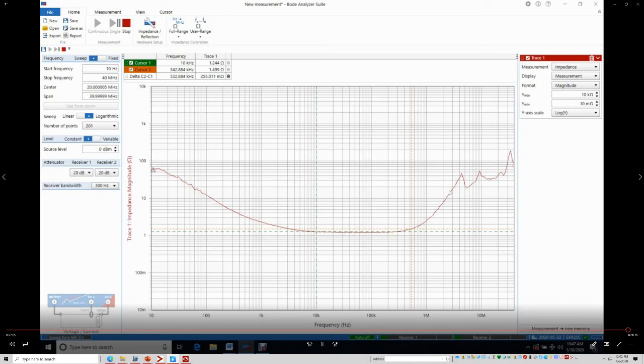It shows that you have a pretty low impedance at these frequencies between 10K and about 200 kilohertz. Okay, so that's the way you take the measurement.